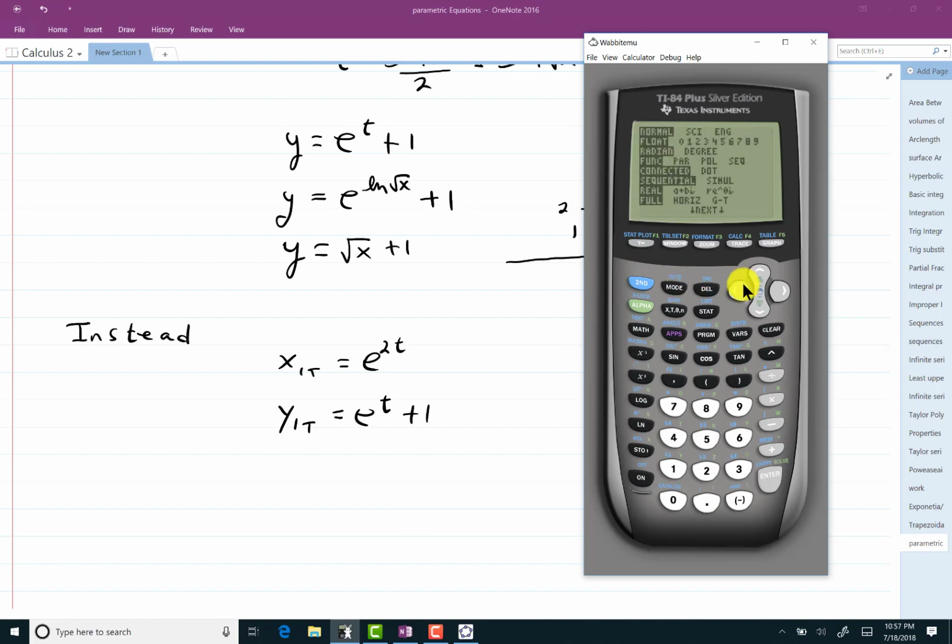Change the mode back to parametric. Double check that you're in radian measure. If you're not in radian measure, every answer basically is going to be wrong. Let's go into the window. We're going to go from 0 to 25. And did I put these in yet? No, I did not. I'll put x was e to the 2t.